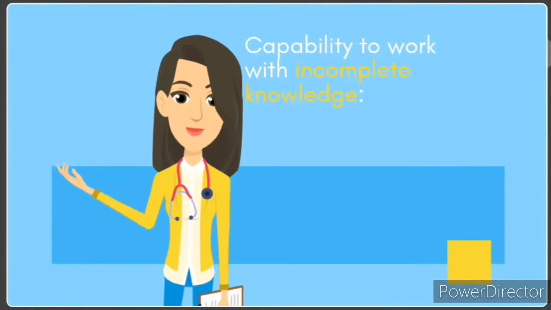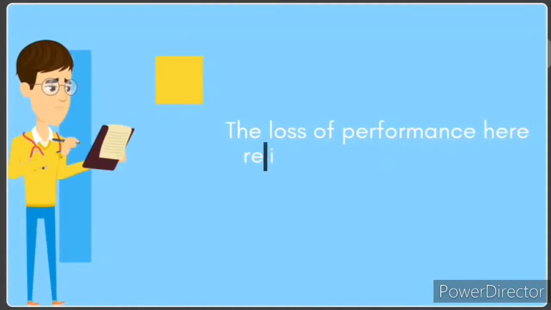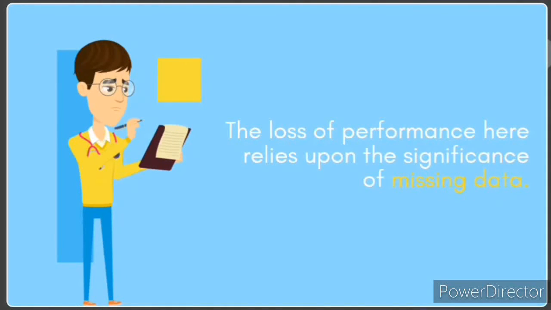Capability to work with incomplete knowledge. After training, the network may produce output even with inadequate data. The loss of performance here relies upon the significance of the missing data.